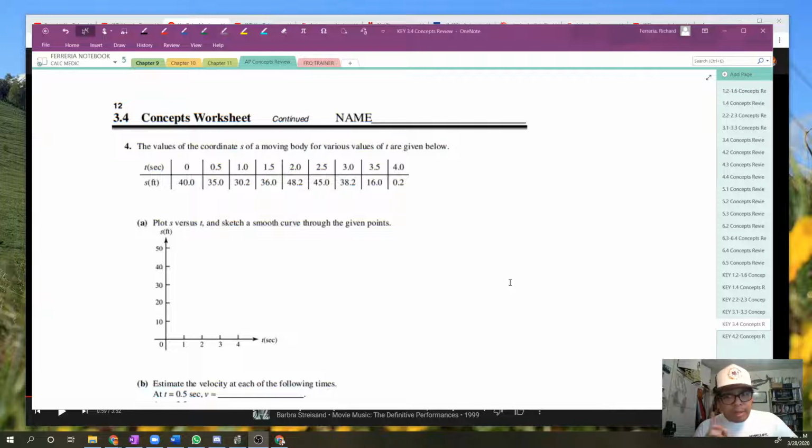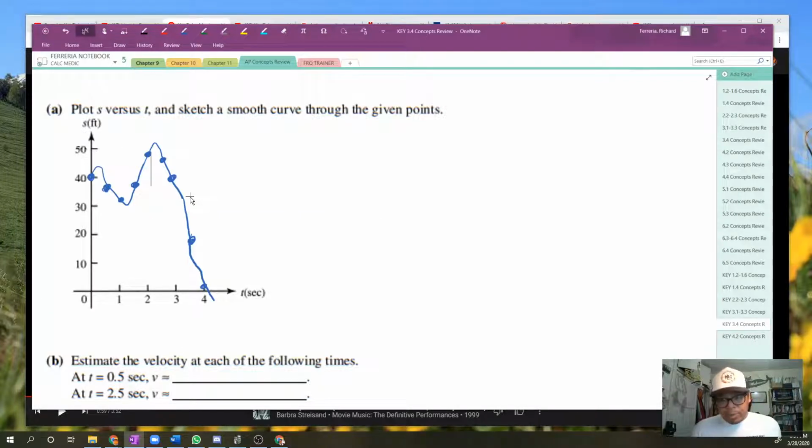Go ahead and do that, and I'll come back with my answer too. So take a minute, graph those points. So here's my smooth curve. I know what you're thinking. It's probably not what you drew, and I kind of do this for a reason.